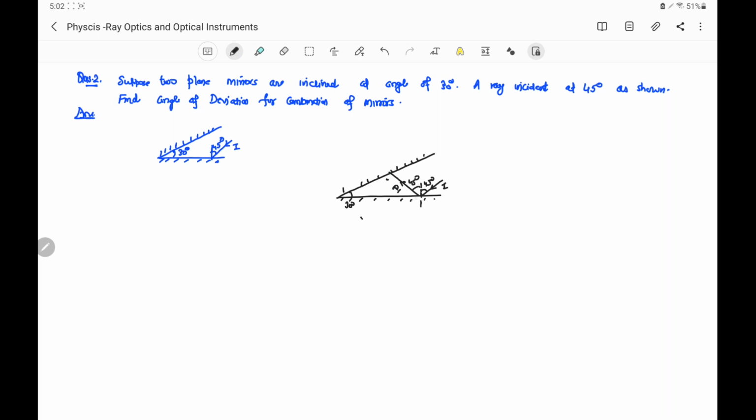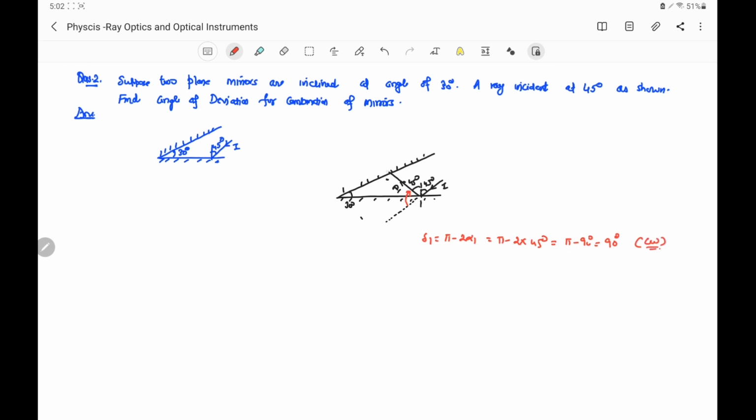To find the angle of deviation, we further extend the incident ray, and the angle of deviation will be from the incident ray to the reflected ray in the clockwise direction, and it will be, say, delta 1. This will be pi minus 2 alpha 1, and pi minus 2 into 45 degrees, because the angle of incidence in the first mirror case is 45 degrees, given in the problem. So it is pi minus 90 degrees, and pi is 180, so delta 1 is 90 degrees, and it is in the clockwise direction.